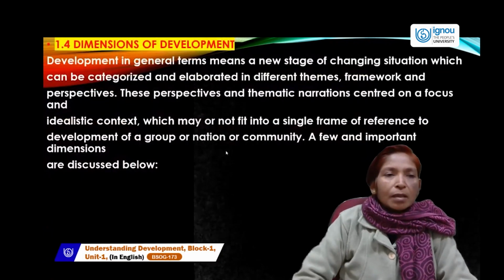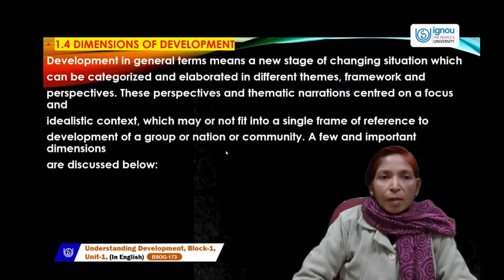Now, first, what is the meaning of dimensions of development? Development, in general terms, means a new stage of a changing situation which can be categorized and elaborated in different themes, frameworks and perspectives. These perspectives and thematic narrations are centered on a focus and idealistic context, which may or may not fit into a single frame of reference to the development of a group, nation or community.